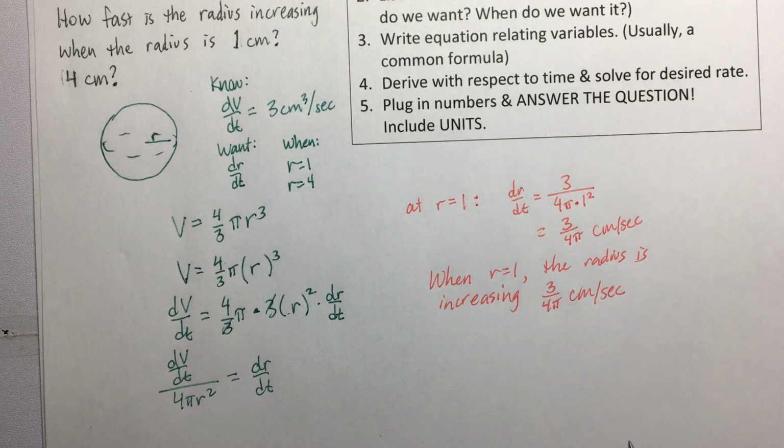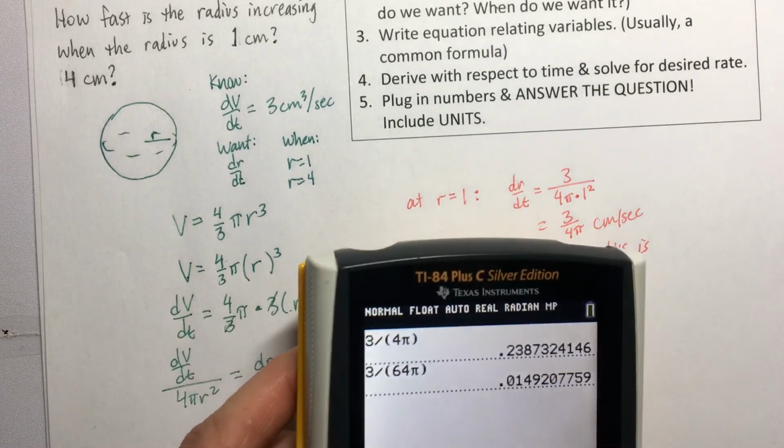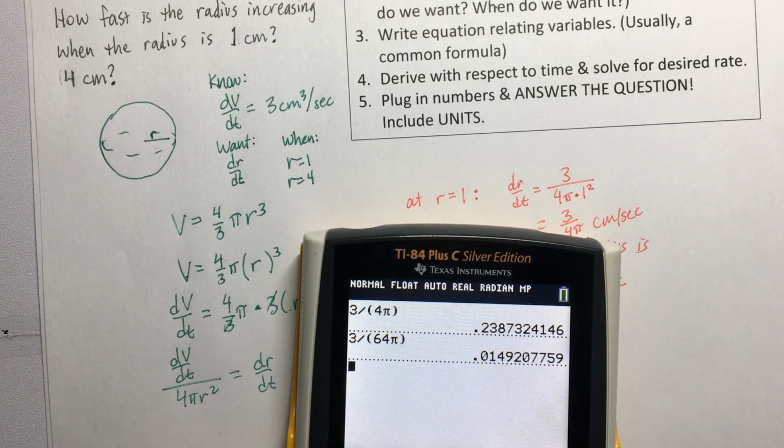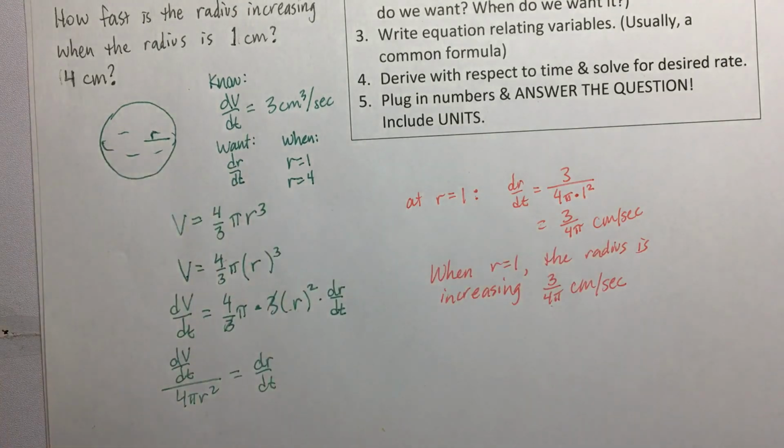There's no need to get this 3 over 4 pi into a decimal. If you do put it into a decimal, be careful with that, because notice that I put that 4 pi, that denominator, into parentheses to get the 0.238. So be really careful there. By the way, that 3 over 64 pi, that's just me working ahead, because that is what happens with r.